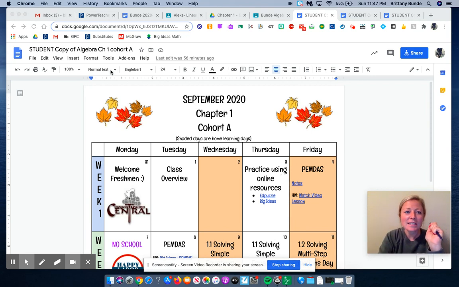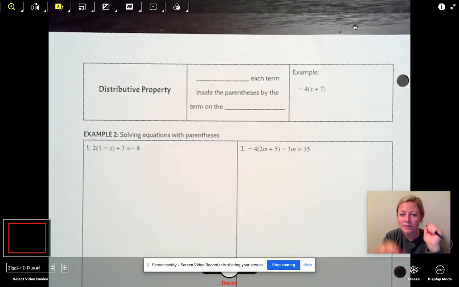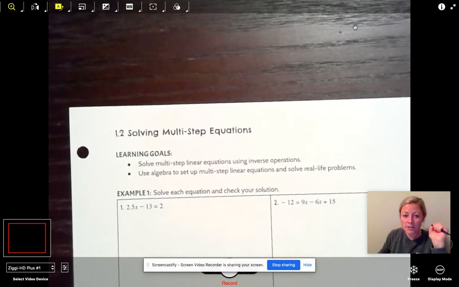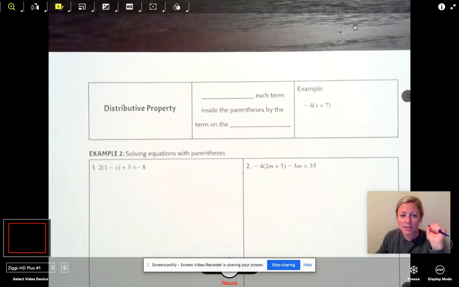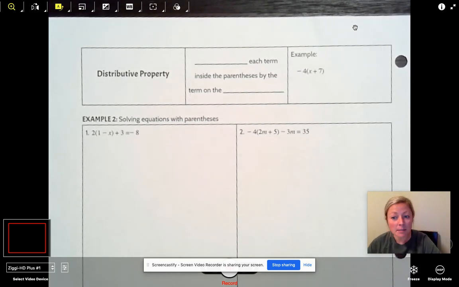So let's see where we are at here. There are our notes. So this is what your notes should look like. It's on the back of the 1.2 solved by multi-step equations. So we are at the distributive property. Okay, some of us may have heard of this, some of us may not. That's okay. Today we're going to learn how to use it, and then it's going to help us solve multi-step equations. So what is the distributive property?